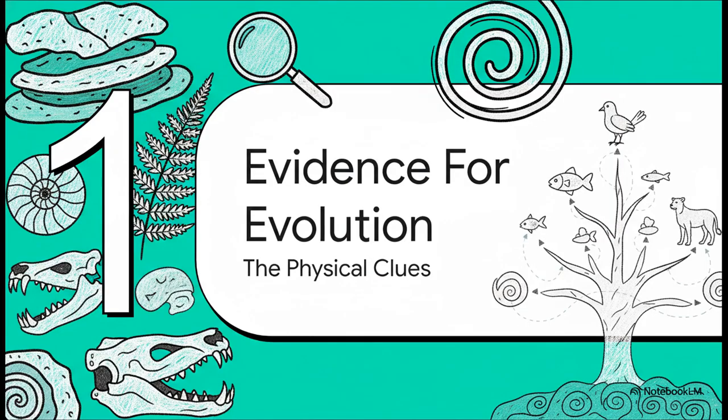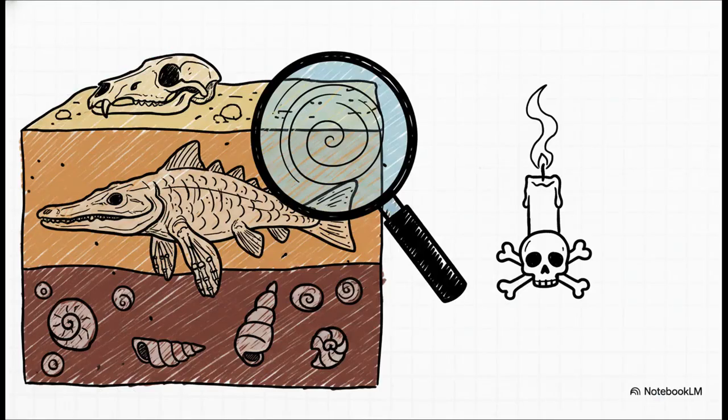The evidence for evolution. All right, so our first major piece of evidence is the fossil record, which acts kind of like a chronological archive of life on Earth. When you look at the rock layers, the pattern is just undeniable. The deepest, oldest layers contain simpler, single-celled organisms, while the more complex life only shows up in the younger, shallower layers. But the real smoking guns here are what we call transitional fossils.